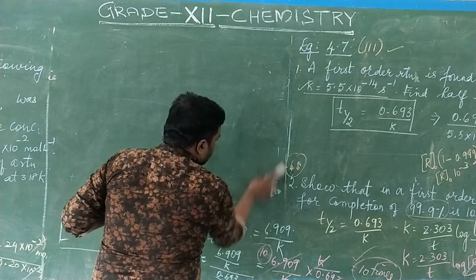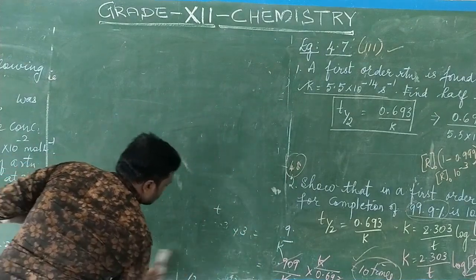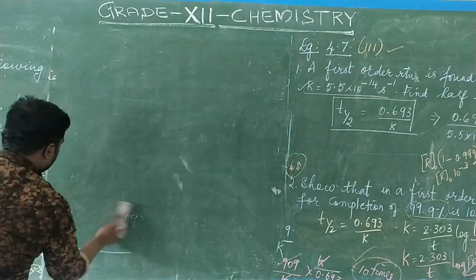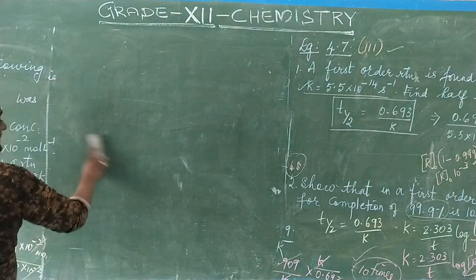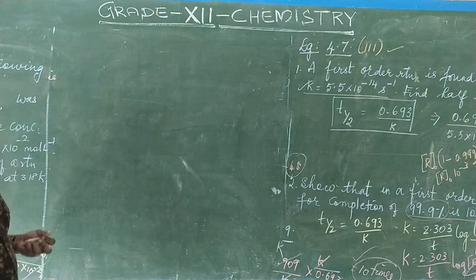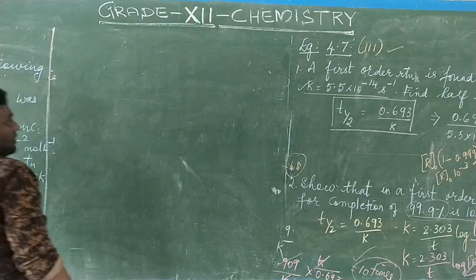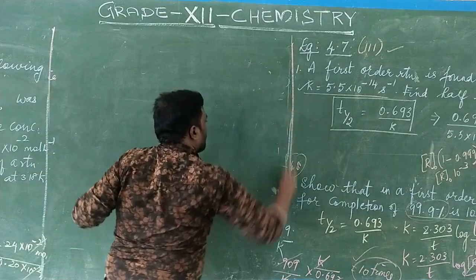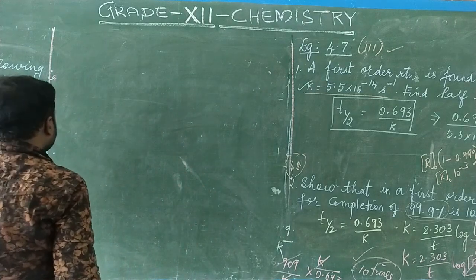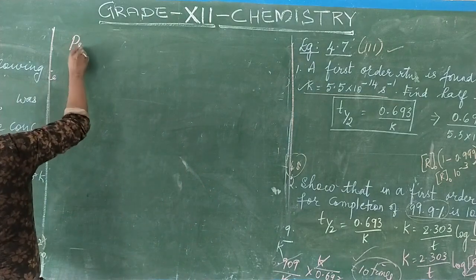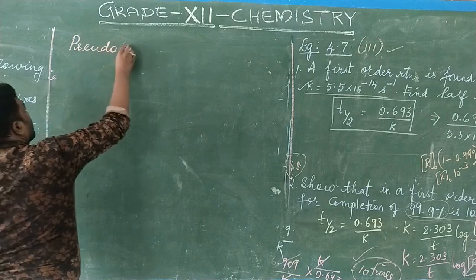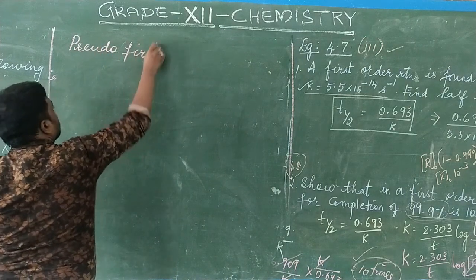We have to start with P block elements. It is a tough chapter. The next chapter is P block elements. It is a lengthy chapter also. They will ask sums from it, P block elements. Now, pseudo first order reaction.